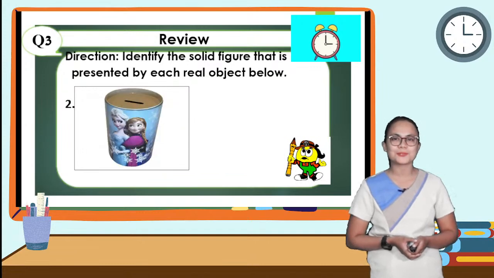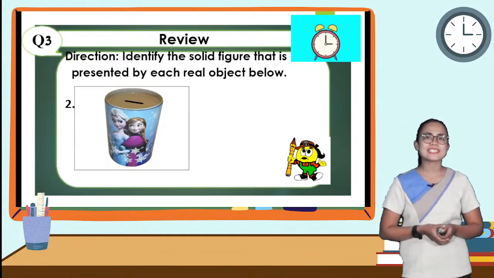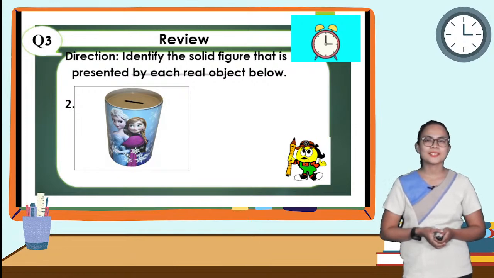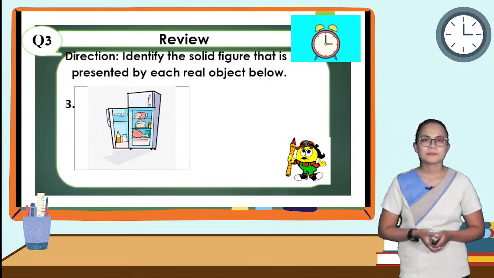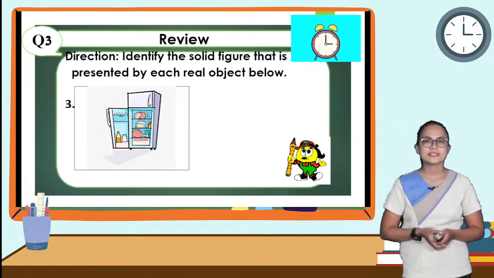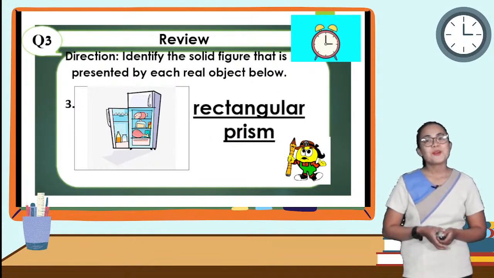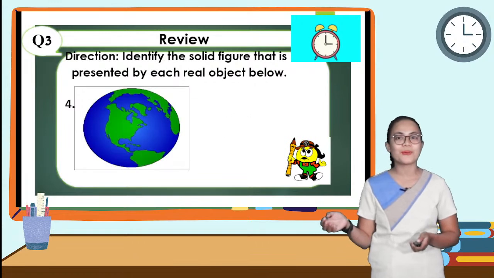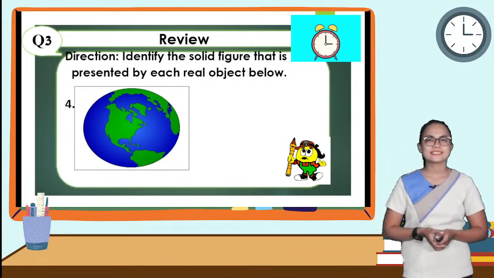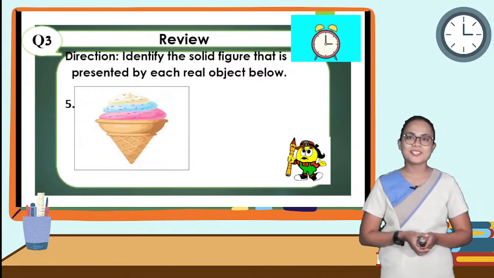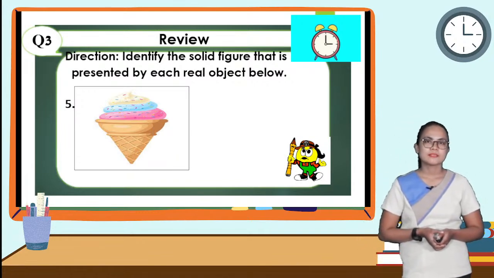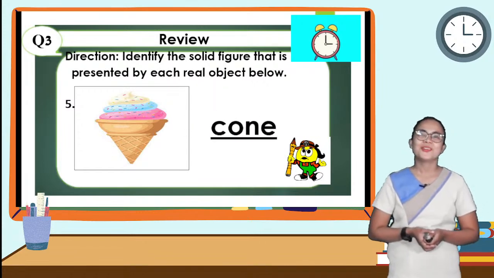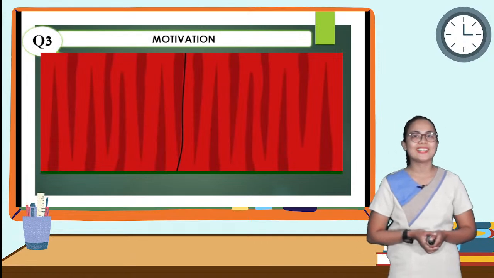How about number 2? What solid figure is this? Good job! We have cylinder. And number 3? Great! We have rectangular prism. And number 4? Very good. We have a sphere. And last number, we have number 5. Excellent. We have cone. Now, let's have our motivation.